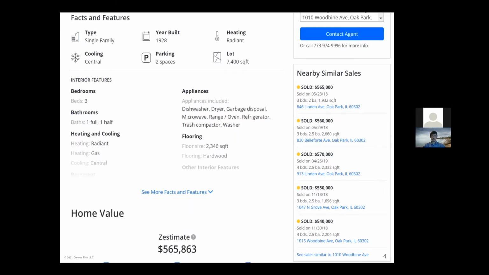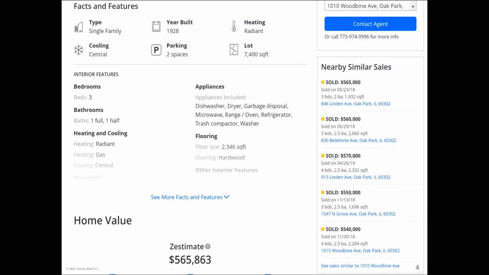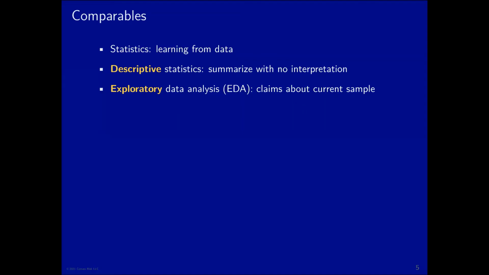And you see off to the right here, they have pulled out some comparable locations. You can see that they regard as comparable, once you've fixed the geography, the number of bedrooms, number of bathrooms, and square feet. We've got a list here of 5 houses that have recently sold that are similar to this house. So at this point, we've got some statistics. We can start to do some learning from data.